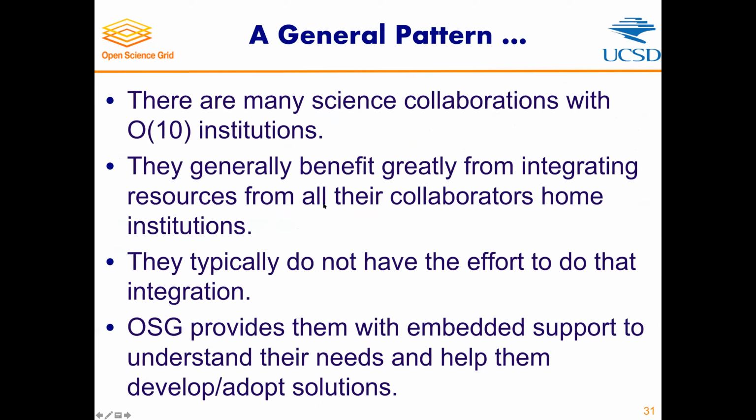So there are many science collaborations with order 10 institutions or more. They generally benefit greatly from integrating resources from all their collaborating home institutions. They typically do not have the effort to do that integration themselves. In other words, the total funding for the instrument is not in the $1 billion range, it's in the maybe $10 million range. These are things that don't have the kind of operational budgets that the LHC experiments have, and therefore they depend on help by OSG in order to do the kind of integration that OSG takes for granted, and that LHC takes for granted.